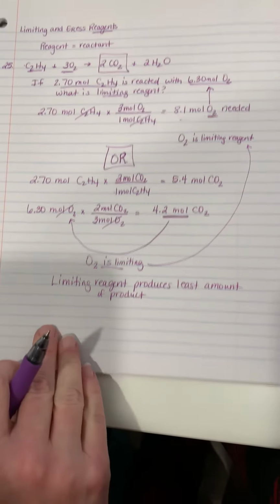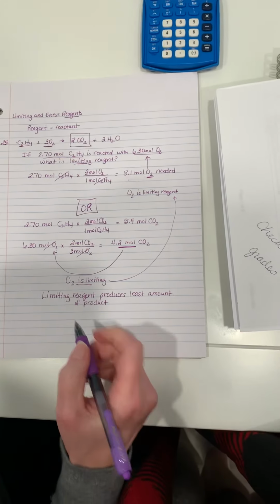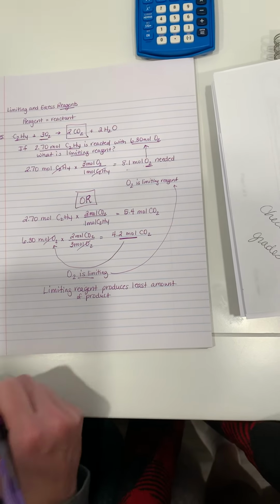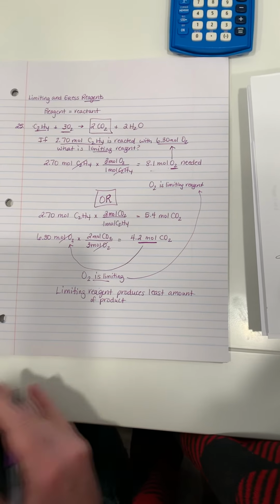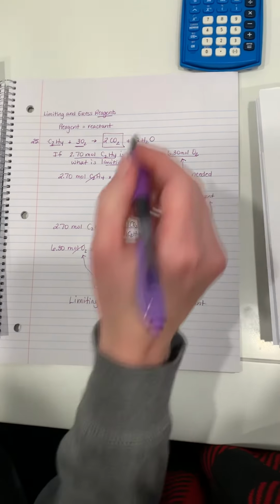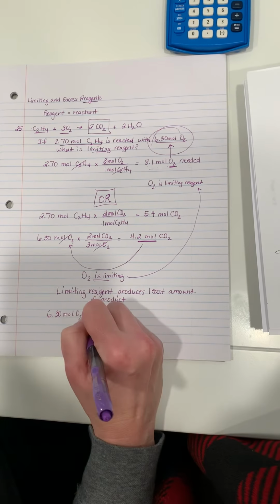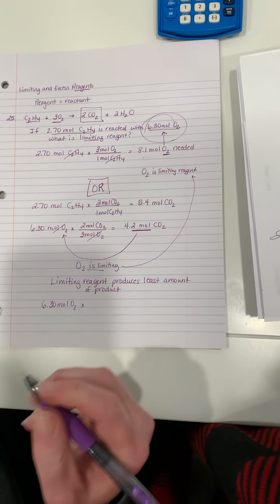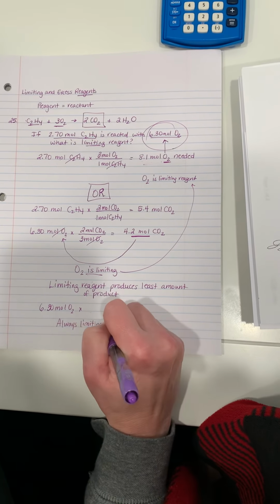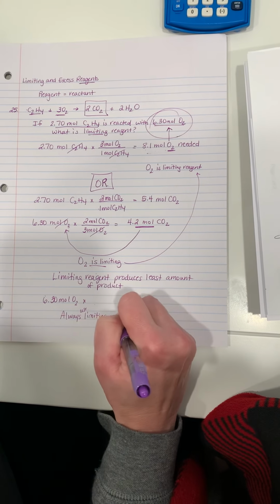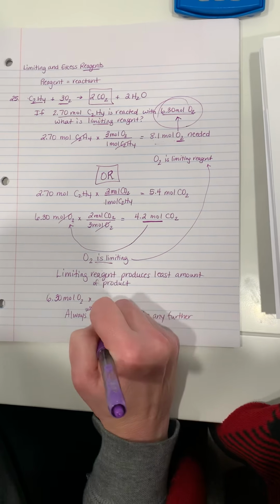Now, next step would be, if they asked you then how much product can be produced, your answer is always going to be based on the limiting reagent. So once you decide O2 is the limiting reagent, if they ask you to do any stoichiometry from that point forward, you have to use the amount of oxygen. So you would start with the 6.30 moles of oxygen and convert that to whatever they needed. You will always use the limiting reagent in any further questions. Sorry, forgot use. In any further calculations.